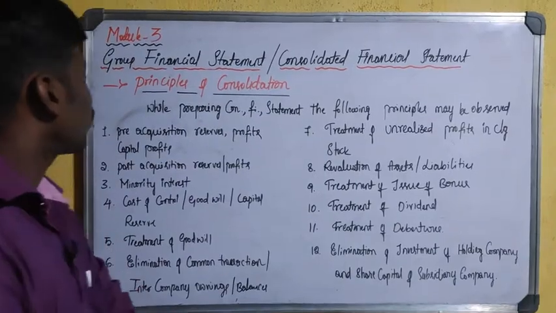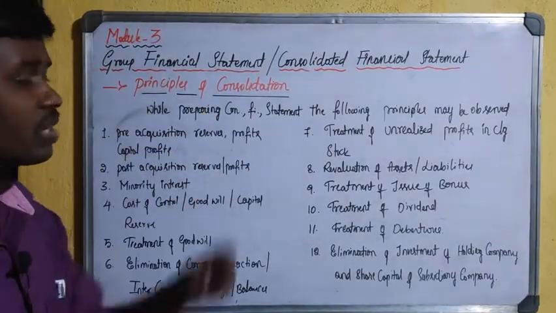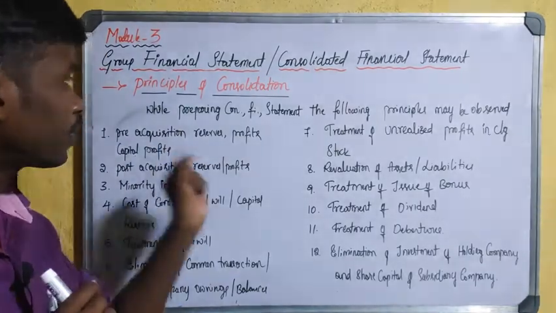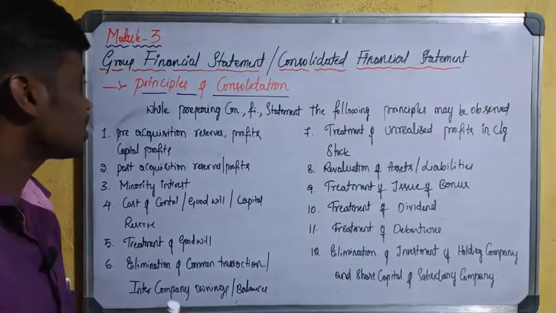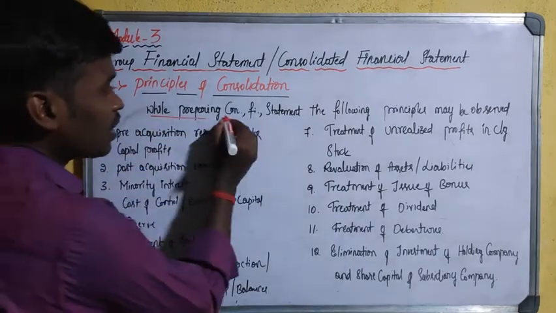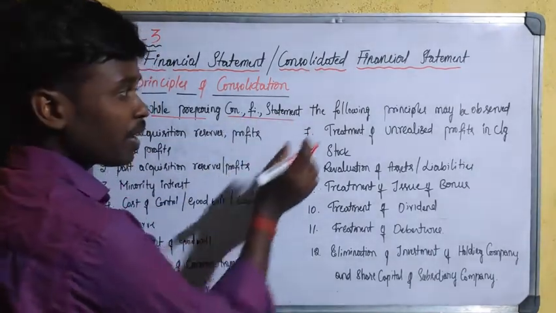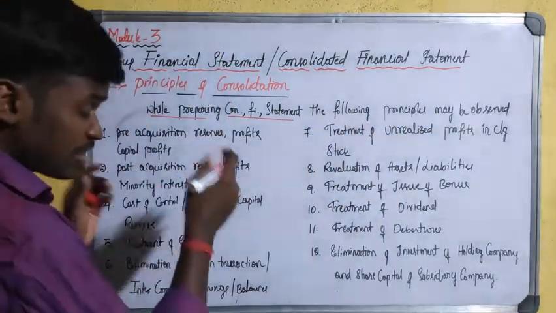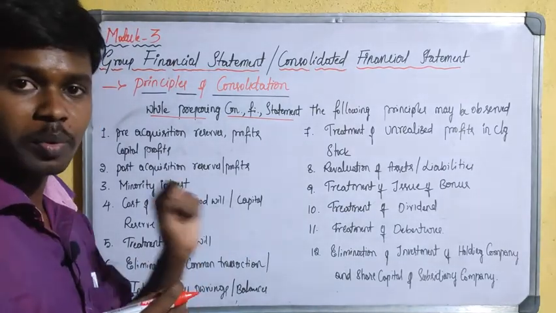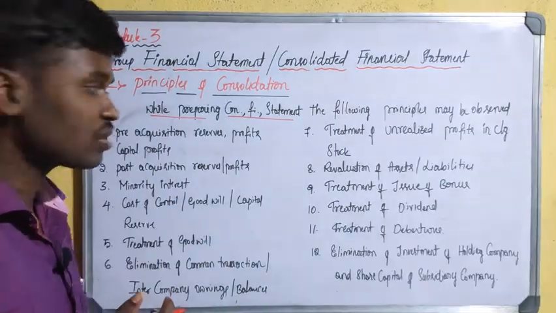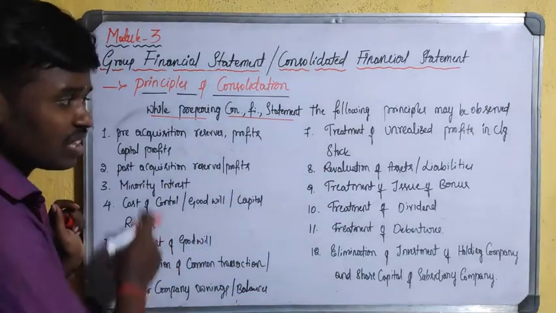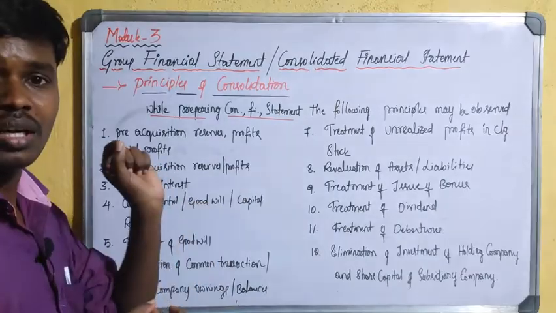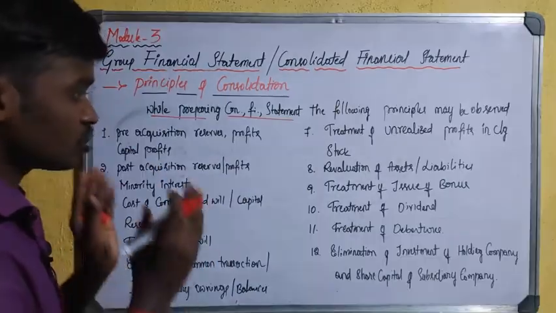So next we are going to discuss the principles of consolidation, that is how the holding company or parent company is going to prepare the consolidated financial statement. While preparing the consolidated financial statement, the parent company must follow various principles. Based on these principles only, the parent company is going to prepare the consolidated financial statement. I will explain each and every principle while doing a problem, then it is very easy to understand the concepts clearly. So just take down.